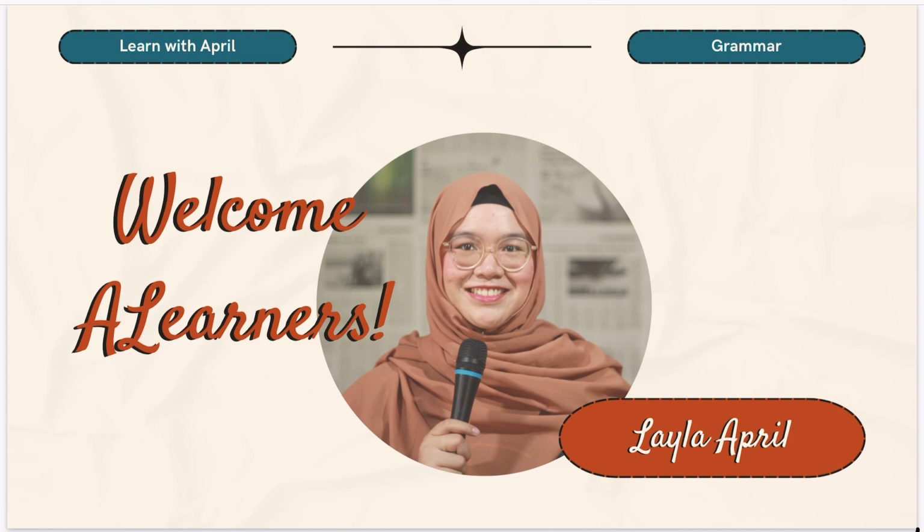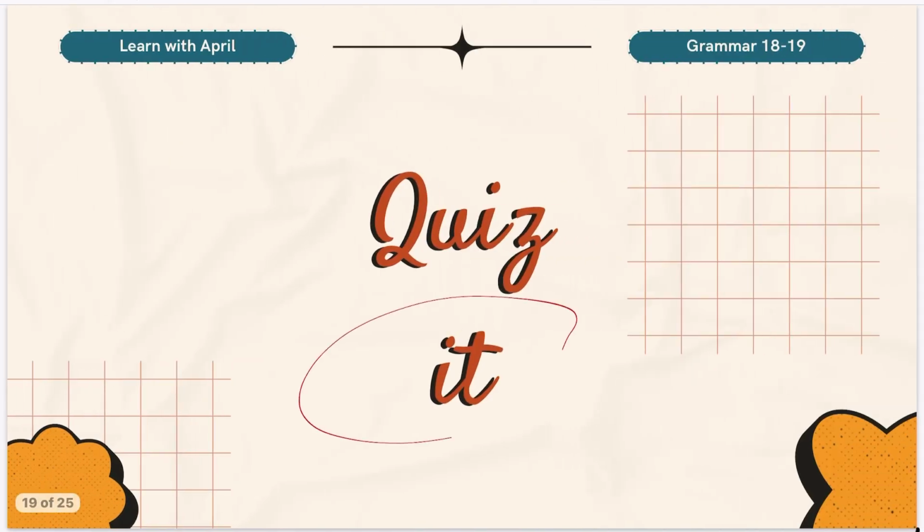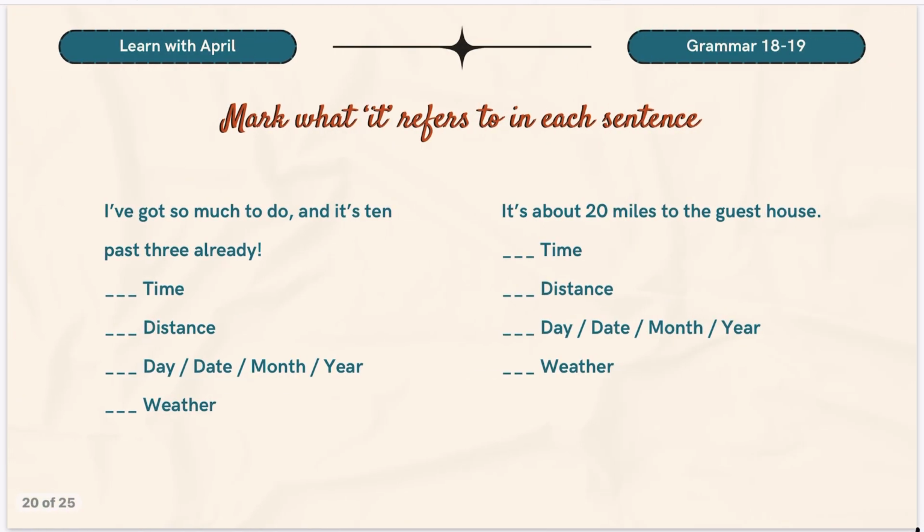Ya, it's time untuk membahas quiz tentang it. Udah belajar ya pada grammar 18 dan grammar 19. So, mari kita langsung kerjakan dan langsung bahas. Yang pertama, simpel banget, teman-teman harus tandai apakah ini sebagai waktu, jarak, hari, tanggal, atau cuaca.